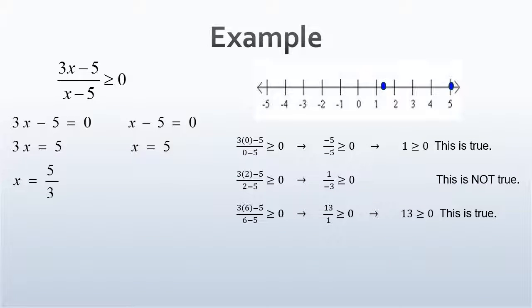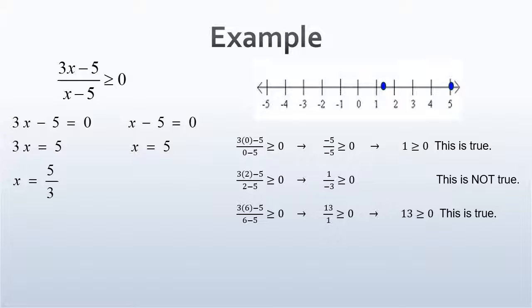And then we're going to, again, test a point in each region for the 3 regions that are created when we put the points on the number line. So we'll try 0, and that worked. That made it true. Then we tried 2. 2 did not work. And then we tried 6, and 6 did work. So we have 2 regions this time that work.